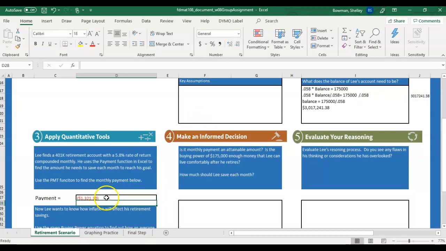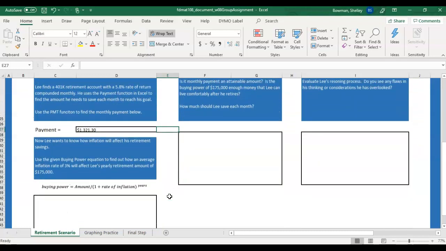And because I am dealing with making an investment towards myself, yes, it is going away from me right now, which is why it's calculating as negative. I could fix that by just putting a negative out in front because I'm going to be working with making these payments. So I'm okay with just making that a positive, which means he needs to make monthly deposits of $1,321 every month until he retires in 43 years.